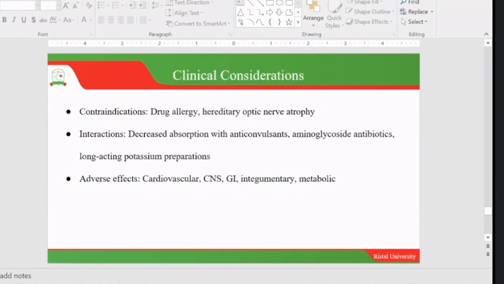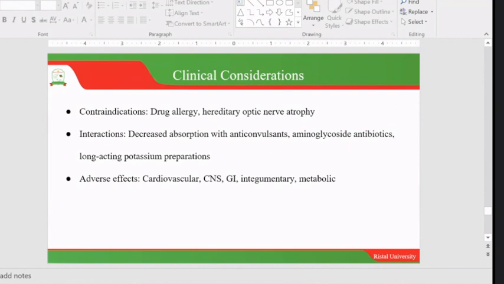So it is contraindicated when people are experiencing drug allergies, and also when there is hereditary optic nerve atrophy. Also, interactions decrease the absorption of anticonvulsants, and also the aminoglycoside antibiotics, and also we are looking at long-term acting potassium preparations. We had looked at potassium yesterday, and now we are seeing vitamin B12 is not indicated if someone is having these long-acting potassium preparations.